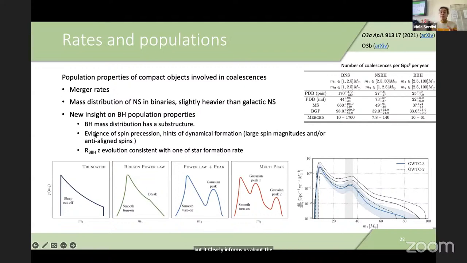This is just for mass, but we also look at the spins, as you've seen. So we have evidence of spin precession, which hints at some dynamical formation. So how do these binary systems form? And we also start to be able to follow the BBH evolution with redshift, because we start to see a bit farther away. And this is generally consistent with the star formation rate. So most of our black holes might be of stellar origin, although we think some of them might not be. So we have several formation processes.